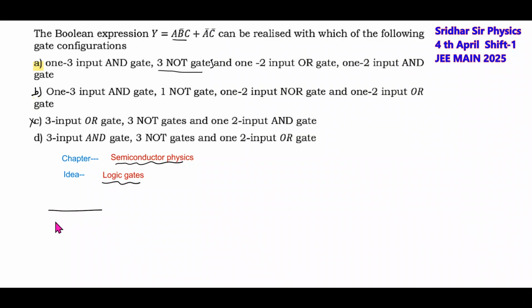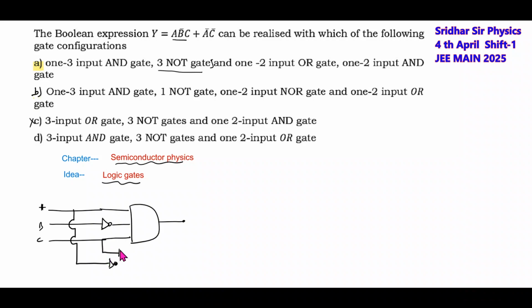So basically the condition is like this: A, B, C. First I'll complement it, then I will give it to the AND gate. Here I'll get it. Then next, individually this has to be complemented, and similarly the C also should be complemented. Then afterwards both AND gates, and these two should be connected to the OR gate.